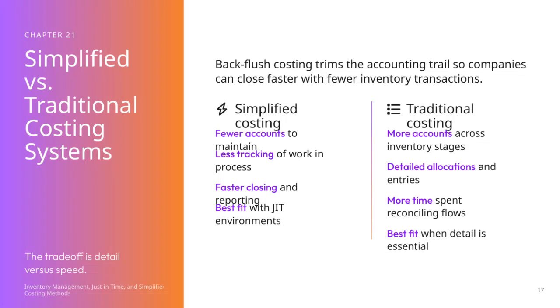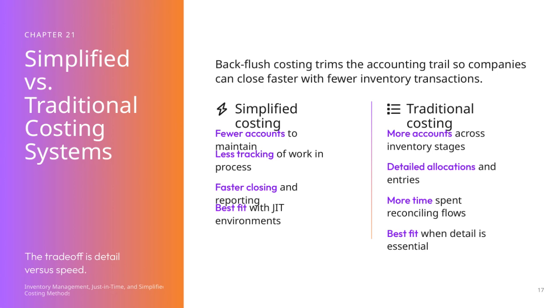In this slide, we're comparing simplified and traditional costing systems, focusing on the trade-off between detail and speed. Simplified costing uses fewer accounts and tracks less work in process, which helps companies close their books faster and generate reports quickly. This approach is especially effective in just-in-time environments where speed and efficiency are key.